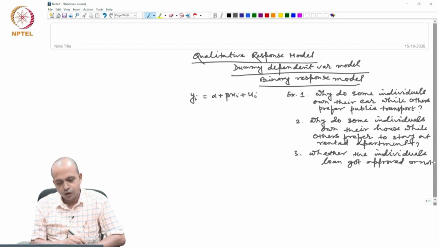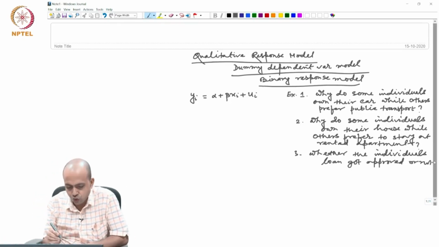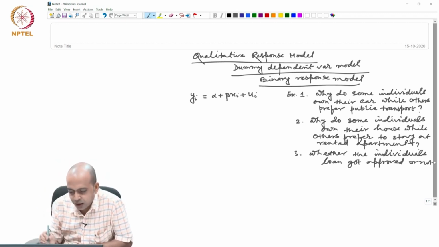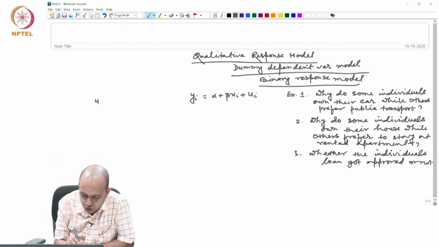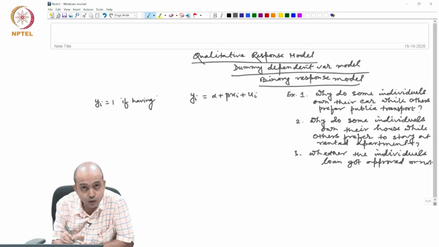So, here what I am saying is that your yi can take only two values: yi equals 1 if having a car, let us say that this is the car ownership problem, and 0 otherwise.